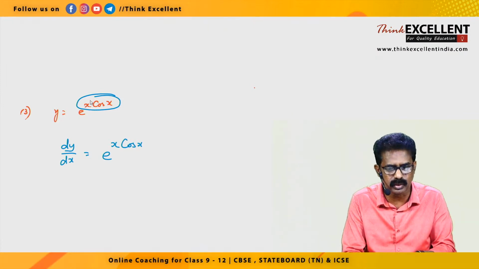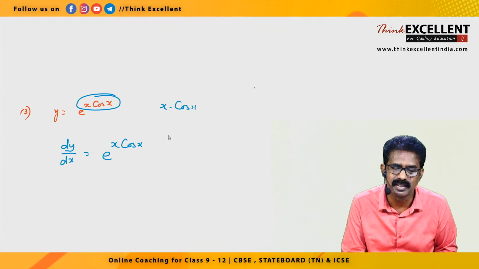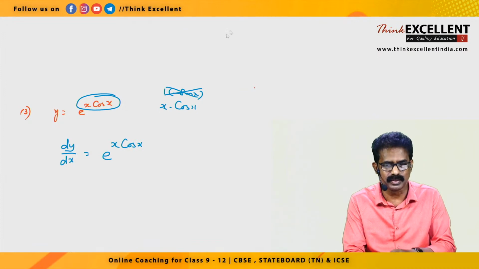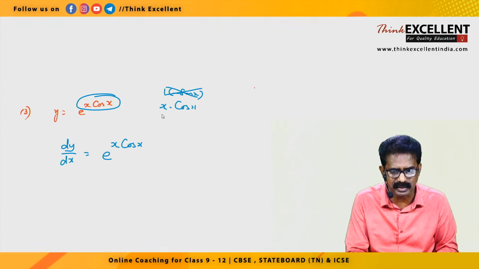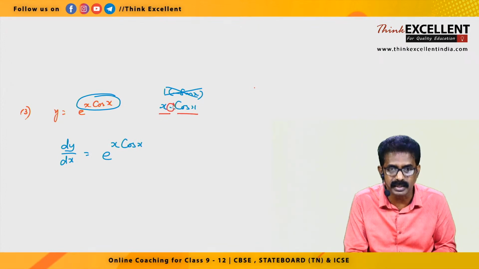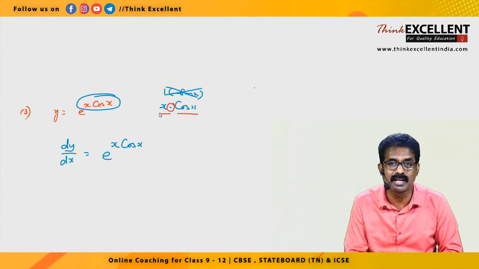So you have to differentiate that x cos x. What is the derivative of x cos x? Some of you may think, yes, x derivative 1, cos x derivative minus sin x. Yes or no? No. For x cos x, here only you have to be very careful. x is a function, cos x is a function, multiplication, function into function, you have to apply product rule. So be very careful in this, okay?